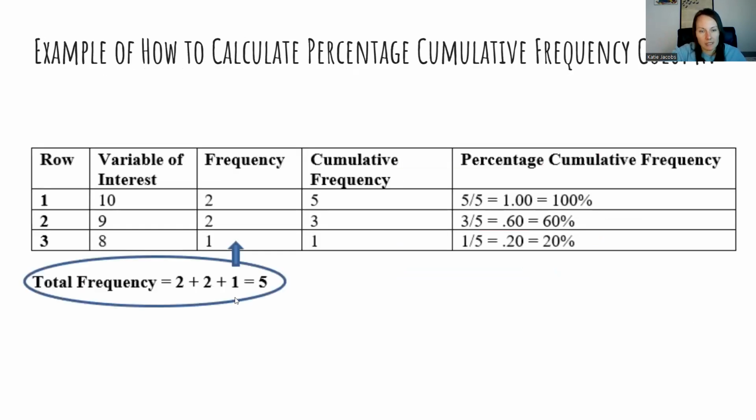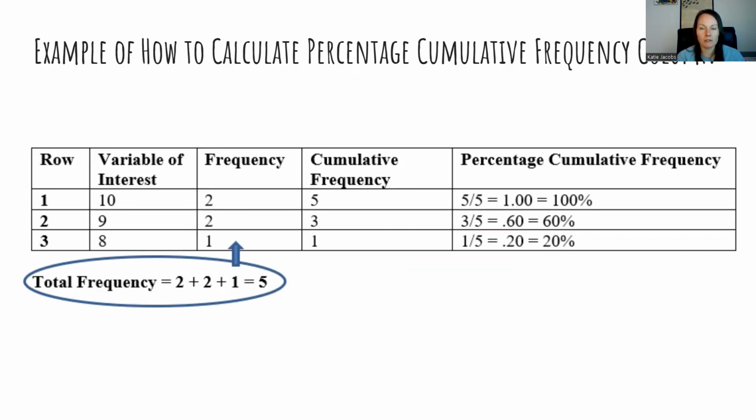Okay, so we see that our total frequency is 5, right? There's 5 respondents to whatever survey that we're having. And then for this percentage cumulative frequency column, which is going to be the last column of our cumulative frequency distribution table, we're just seeing what percentage of our data set falls at that X and below. So if we go back to row 3, we see that 1 out of our 5 participants selected the variable 8.